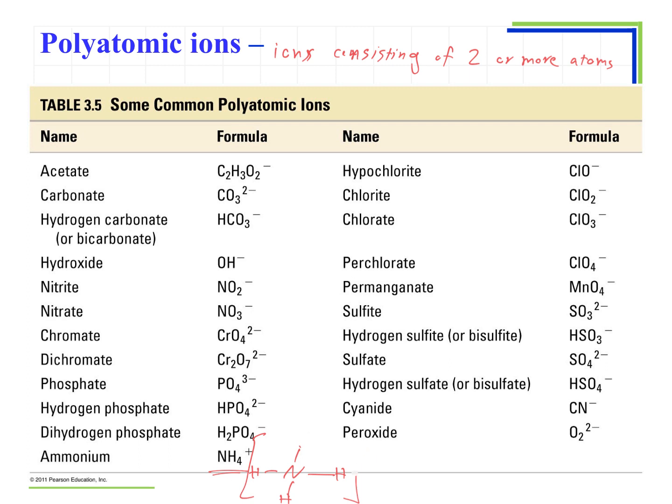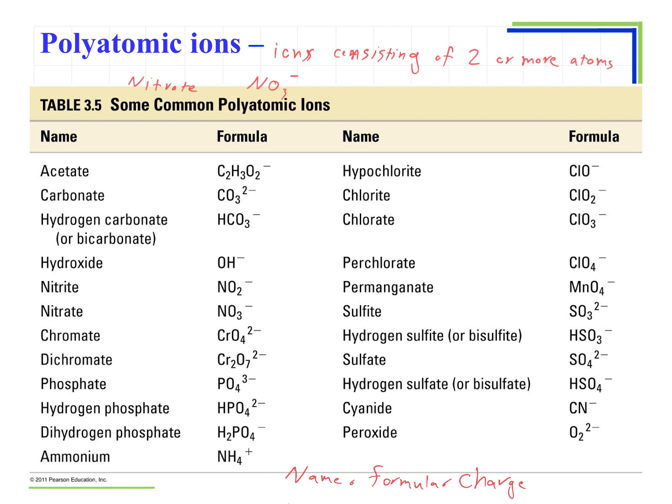So you have to memorize these ions. Well, what you need to memorize from this table is the name, formula, and the charge. So what do I mean? For example, if you hear nitrate, you have to know the formula is NO3, you have to know the charge is -1, and you have to know the name, it's nitrate.